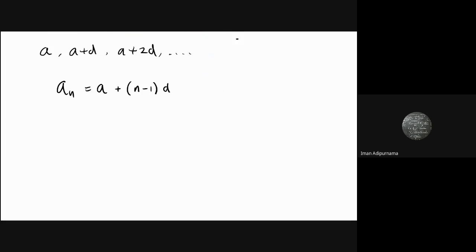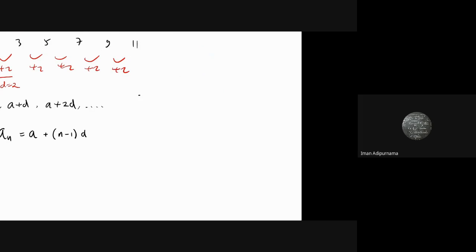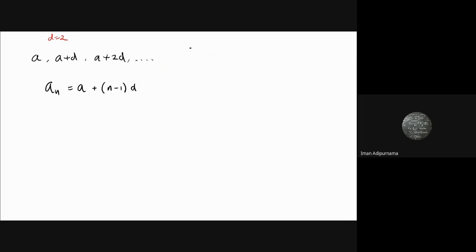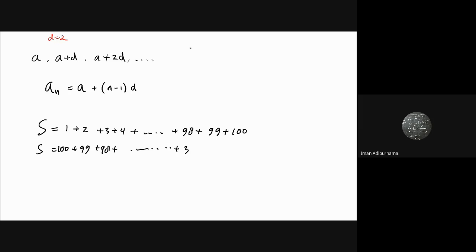Okay. Now, aside from just a sequence, we also have the sum. So if you have, for example, the sum 1 plus 2 plus 3 plus 4 plus until 100. Let's write 100. If we add this with another one with the exact same numbers but in different order, so we start from 100 plus 99 plus 98 plus dot dot dot plus 3 plus 2 plus 1.